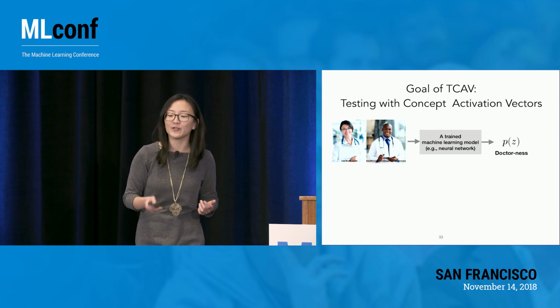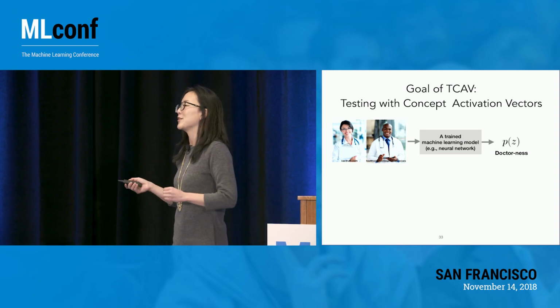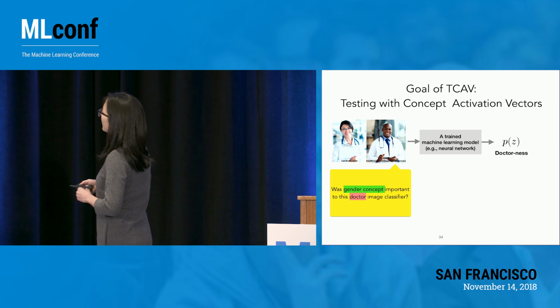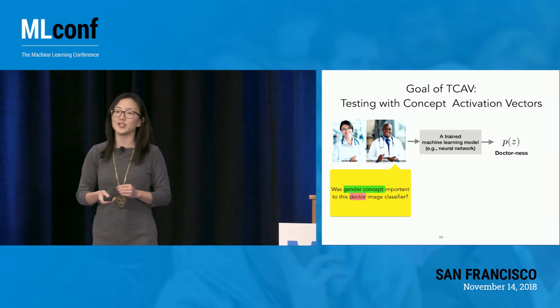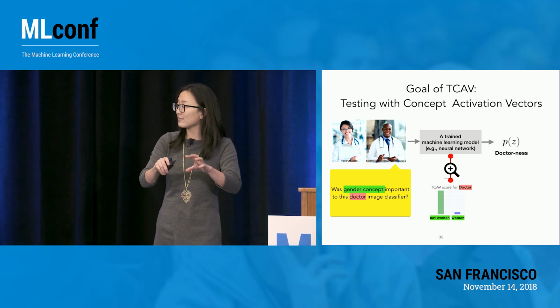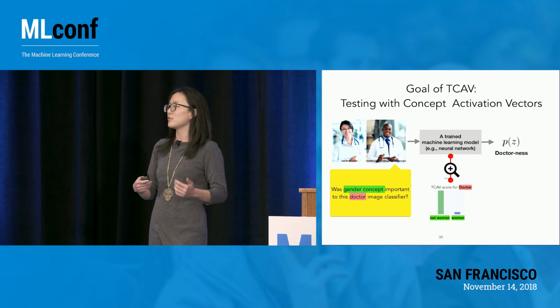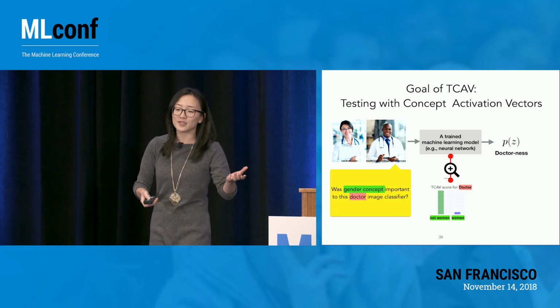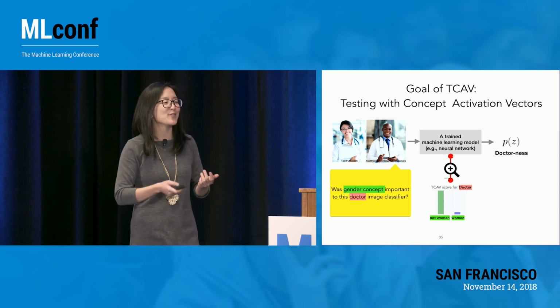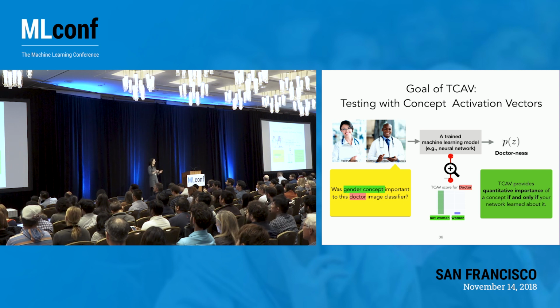So let me be a little more concrete. Let's say you have a neural network that takes a picture and predicts whether there's a doctor in this picture or not. I want to know whether the gender concept was important in this prediction. TCaV is like a microscope that gets attached to the model and outputs which concepts were important using a number between 0 and 1. So not a woman was important, woman was not as important, and this may not be something you want, depending on what you're trying to do. And TCaV gives you that explanation if and only if the network had learned the concept, and we'll talk about how we can tell.